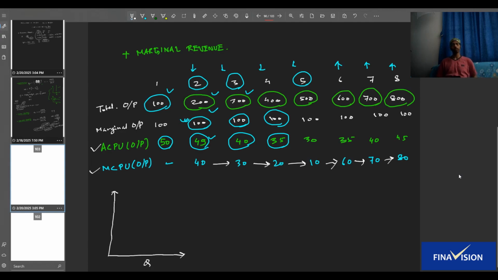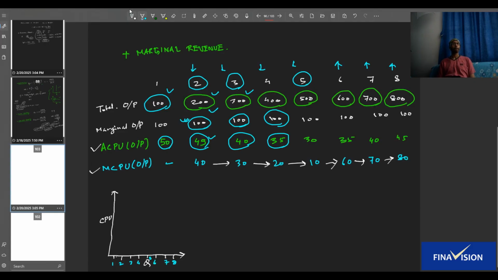This is the output or Q, and this is the cost per unit. Okay, we will plot both marginal and average cost per unit here. So let us first calibrate it, friends. So it is 100, 200, 300, 400, 500, 600, 700 and 800, right? So let me write it here: 100, 200, 300, 400, 500, 600, 700 and 800.